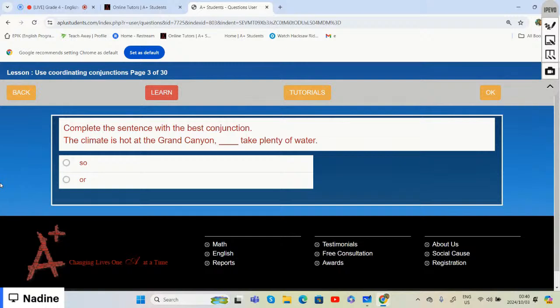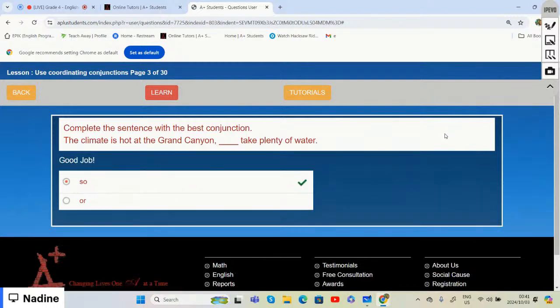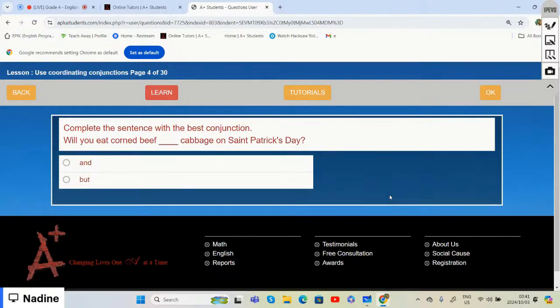So the climate is hot at the Grand Canyon. Do we say so take plenty of water, or do we say or take plenty of water? Which one is correct? And if we were to choose the correct option, then yes, we will choose option one. So you need to take water. Since it is hot, you need to take water.